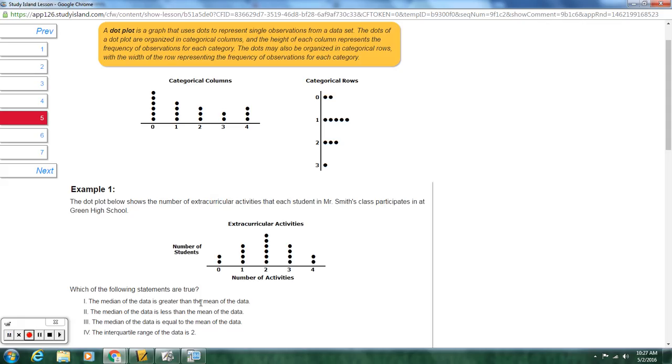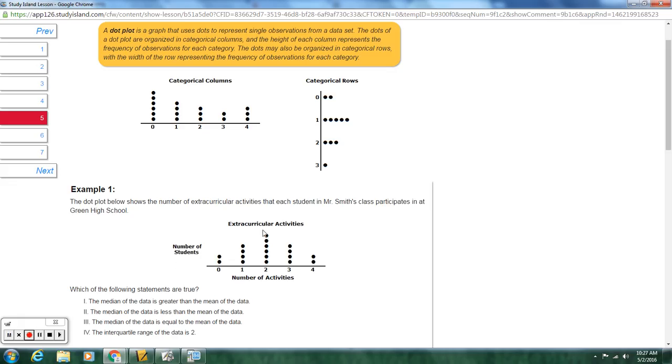The median of the data is greater than the mean of the data. Well, we didn't do mean, but could we have? Could you actually list these out? Could I put in my calculator 2 zeros, 4 ones, 6 2s, 4 3s, and 2 4s? Could I put all that data in the calculator and find the mean? Yeah, I could.